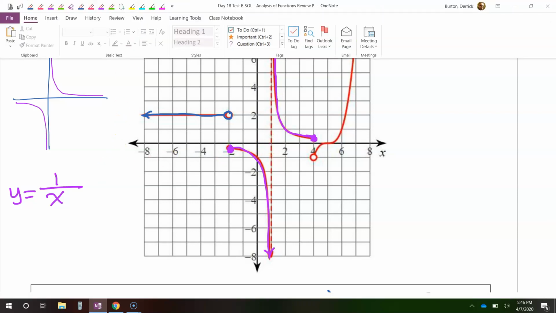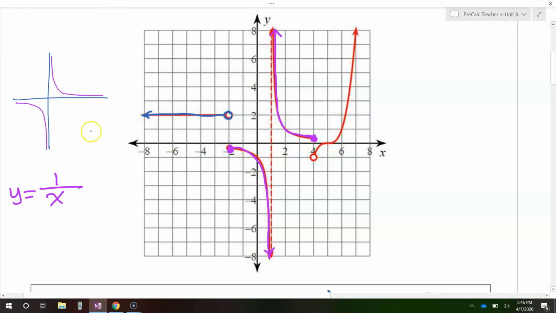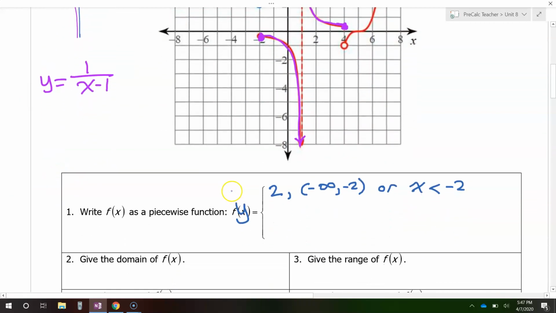So for that reason, I know that I need to take the parent function and shift it 1 to the right. The way you do that is by putting actually x minus 1 into it. This shifts everything over 1 to the right. So that's why this piece of the piecewise function is going to be 1 over x minus 1.